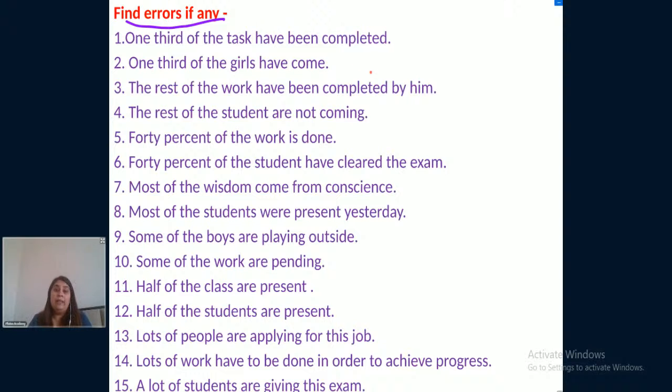So, the sentences are: one third of the tasks have been completed, one third of the girls have come, the rest of the work have been completed by him, the rest of the students are not coming, 40% of the work is done, 40% of the students have cleared the exam, most of the wisdom come from conscience, most of the students were present yesterday, some of the boys are playing outside, some of the work are pending, half of the class are present, lots of people are applying for this job, lots of work have to be done in order to achieve progress, a lot of students are giving this exam.